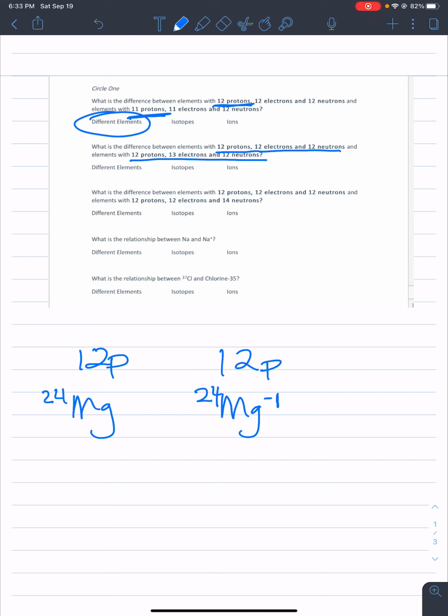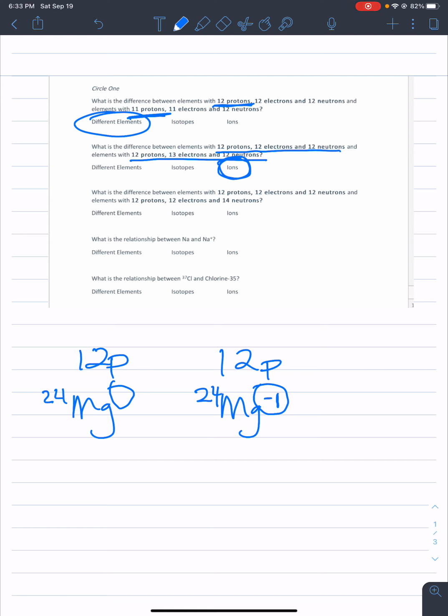So if you look at these two, you can see they're the same element, they have the same mass, but they actually have different charges here. This one has a -1, and this one has no charge. So, things that have different charges, remember, they are called ions. So this one would be an ion. So, try to do the next one by yourself and figure out what it would be.